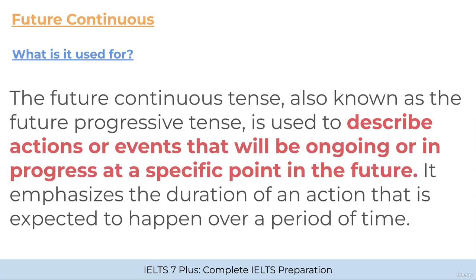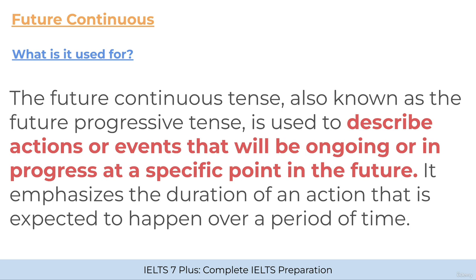Okay, what do we use this tense for first? What's the purpose of it? Well, another name that it goes by is the future progressive tense, and it's used to describe actions or events that will be ongoing. That's the clue there. You might have guessed that. The continuous nature refers to the ongoing nature, or something in progress at a specific point in the future.